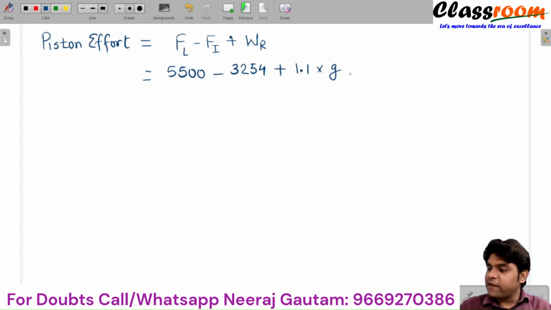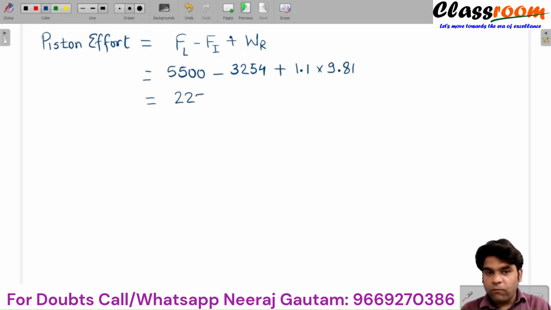Again, g is taken as 9.81 unless it is stated to take the value of g as 10. You have to take the value of g as 9.81. After calculating all these values, the summation comes to 2256.8 newtons, and this is our first answer of this problem.